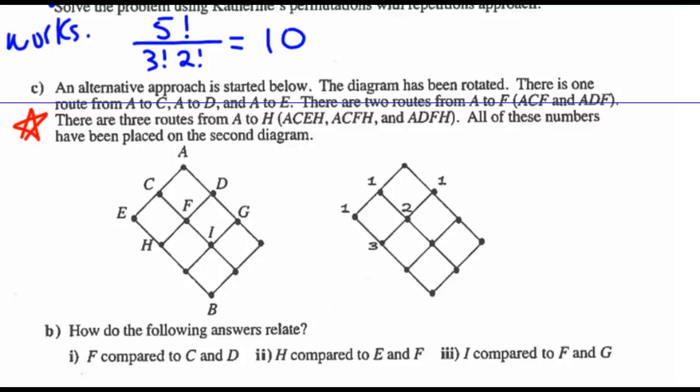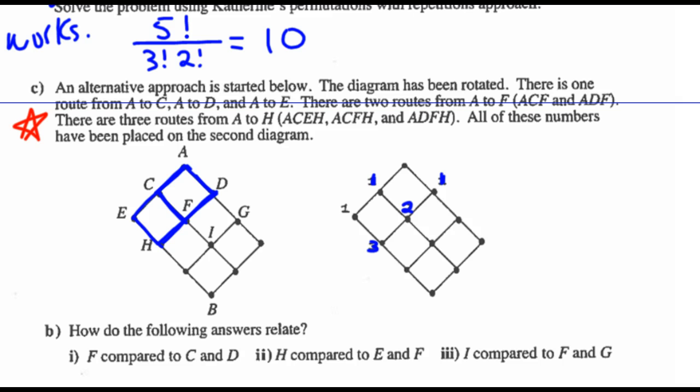The alternative approach is started below. The diagram has been rotated. There's one route from A to C. There's one route from A to D. There are 2 routes from A to F, so you can go ACF or ADF. There are 3 routes from A to H. You can go A to E to H, ACF to H, or AD through F to H. So that's why there are 3 routes there.